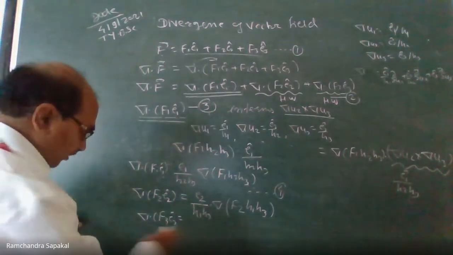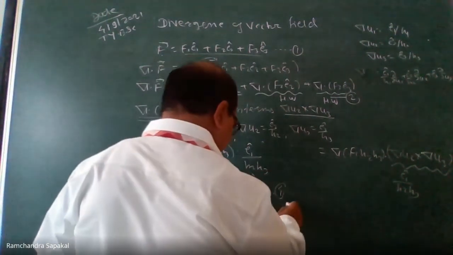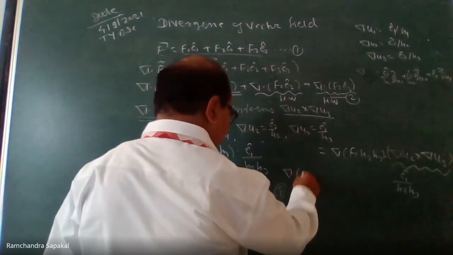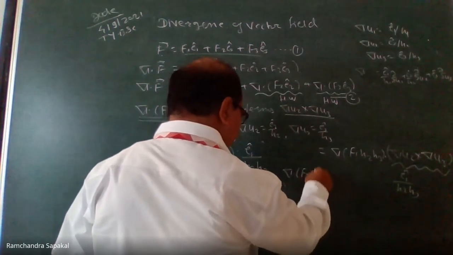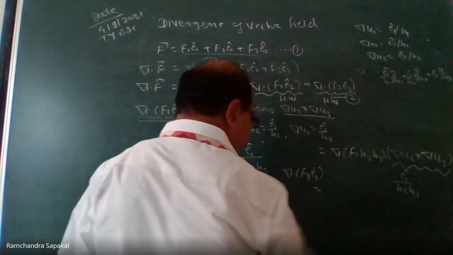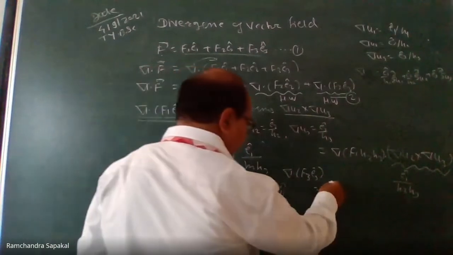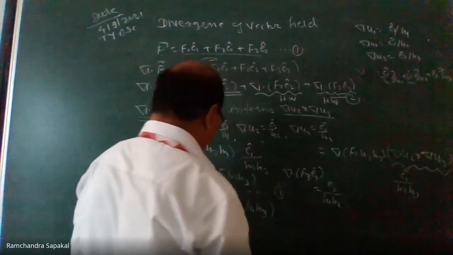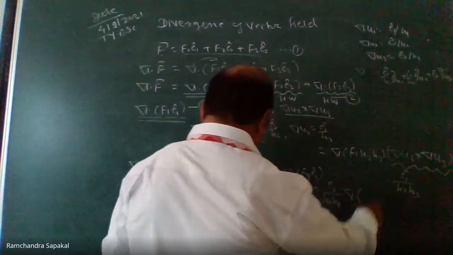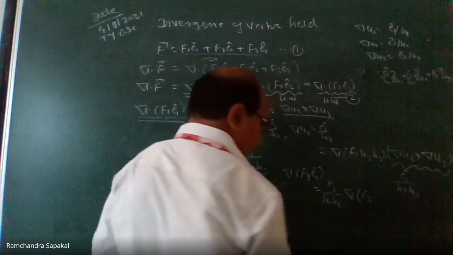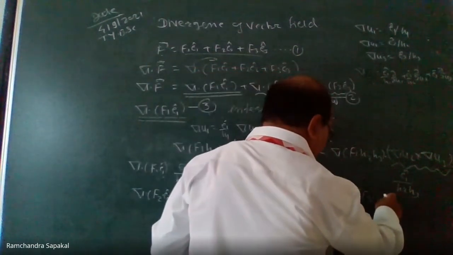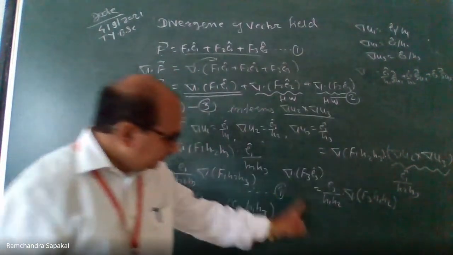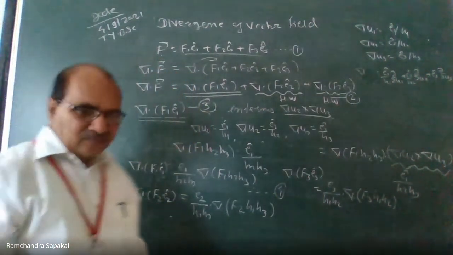So is a del dot f3 e3 is equal to e3, for example. So this is the h1 h2 dot del into bracket f3 over h1 h2. So that is the h1 h2. Similarly, for homework, you find this one term and that one term and show me.